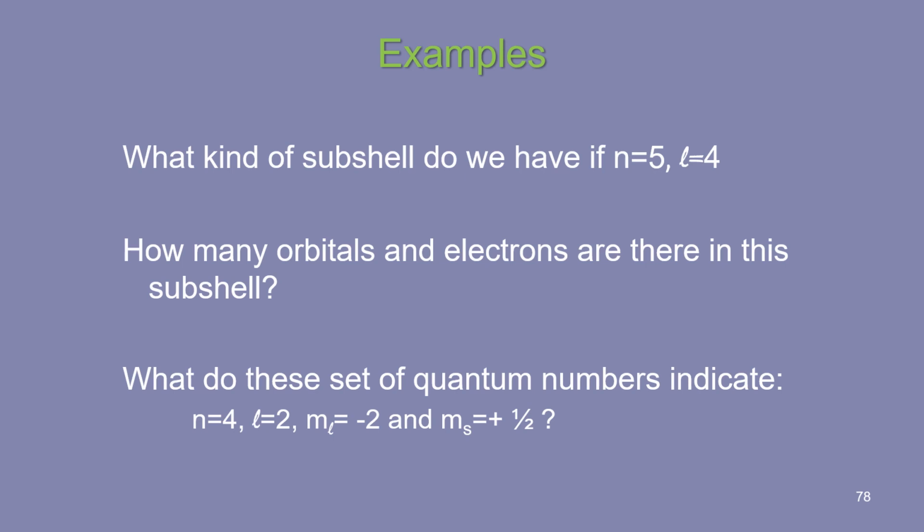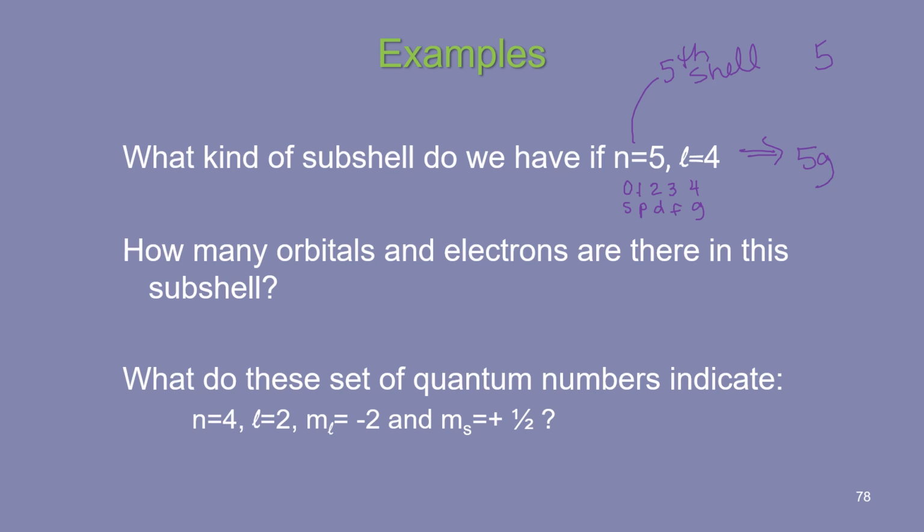All right, so let's just do a few more examples. What kind of subshell do we have if n equals 5 and l equals 4? Well, obviously we're on the 5th shell, so it's a 5. And then what is l equals 4? Well, first of all, is it allowed? Yes, because l can be anything up to n minus 1. And let's just remember, l, if it's 0, it's s. People tend to forget that, and I do too sometimes. 0 is s, 1 is p, 2 is d, 3 is f. So 4 is a g. So this is a 5g subshell.